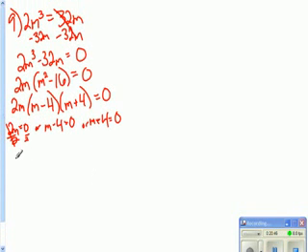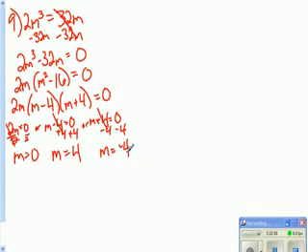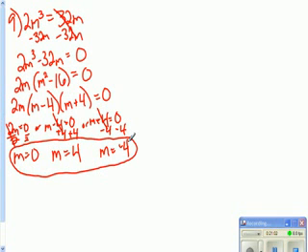M equals 0. Add 4 to get m by itself here. M is 4. Subtract 4 to get m by itself there. So I got 3 answers. All of those are my possible answers.